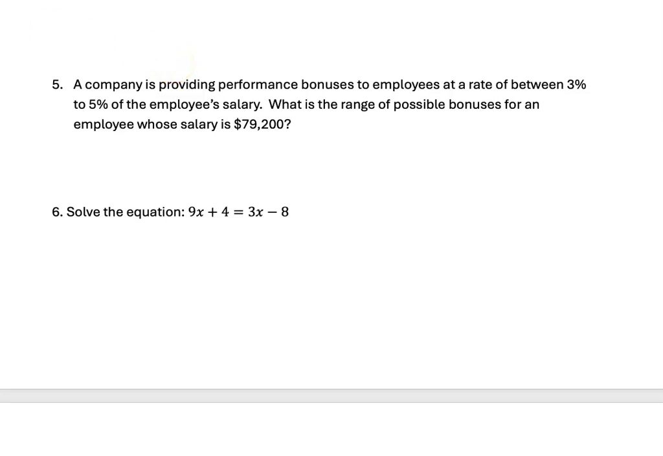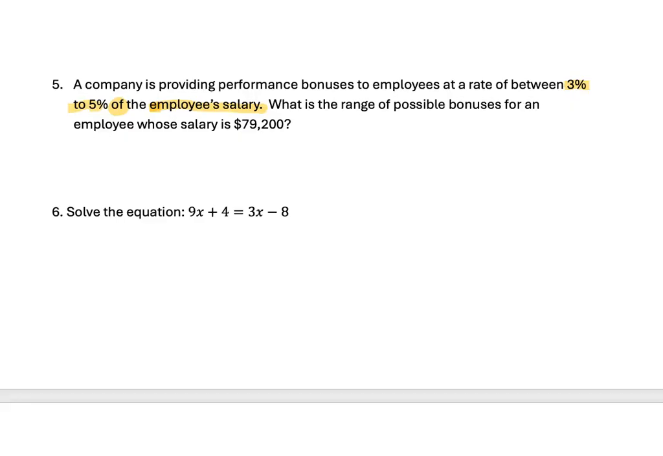Okay, continuing on with our sample questions. Number 5 says a company is providing performance bonuses to employees at a rate of 3% to 5% of the employee's salary. What is the range of possible bonuses for an employee whose salary is $79,200? Okay, so let's watch our key words here. These bonuses are at a rate of 3% to 5% of the employee's salary. And remember, when we use that word of, it means to multiply.